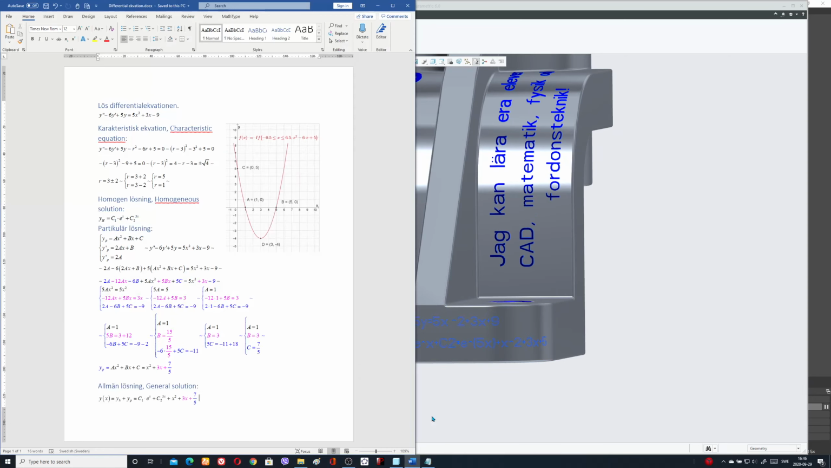I'm explaining this equation here. This equation is constructed by me.